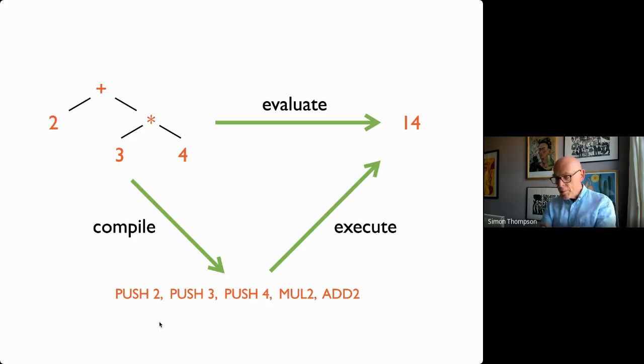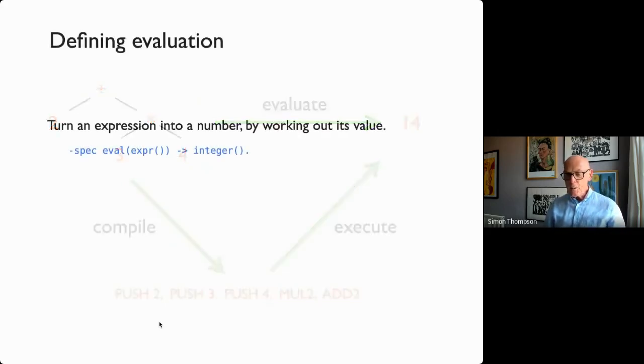But what I want to do here is show you the pattern of what we mean by evaluation and compiling and execution, because those each give you a different sort of recursion. Okay, but let's start with evaluation. So the function to do evaluation we call eval, and eval applied to an expression gives us an integer. So let's see what we can do.